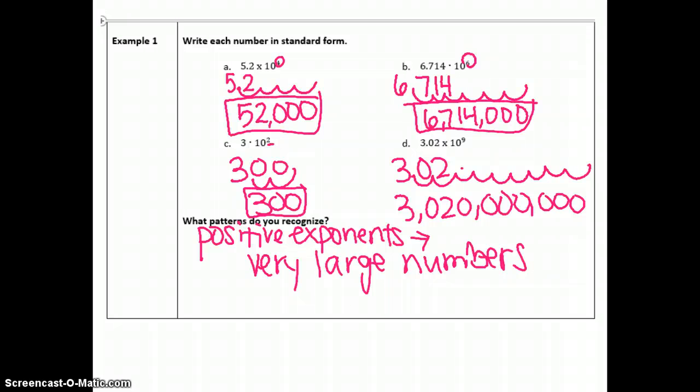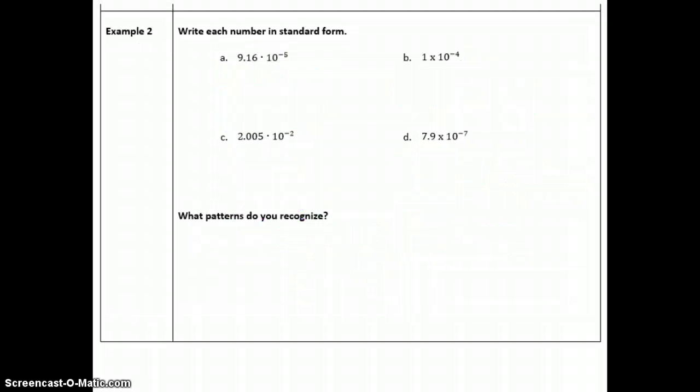On the next page, your next set of examples, we have a negative exponent. Remember, that changes it into a fraction, which is going to make it a really small number. So now I'm going to write 9.16, and instead of making this a bigger number, this negative 5 tells me that I'm going to go to the left 5 spots. So 1, 2, 3, 4, 5. Fill those in with zeros. And there's my answer.